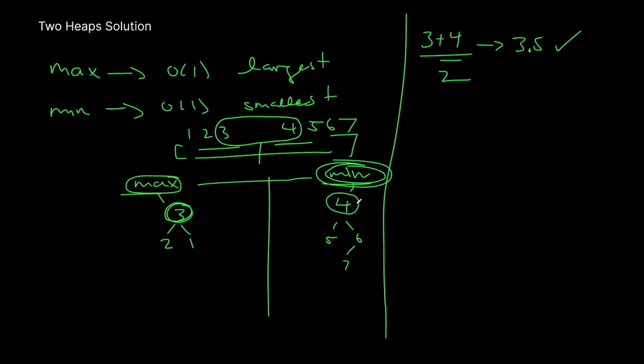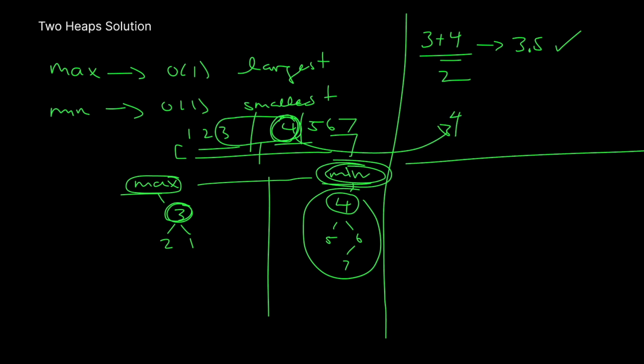In this case, well, we can see that the larger half actually has more elements. So that means that the median is actually going to be the element here, the smallest in the min heap. So we can simply return whatever this element is. Cool, so that's how we actually find the median, and it's really simple, right?